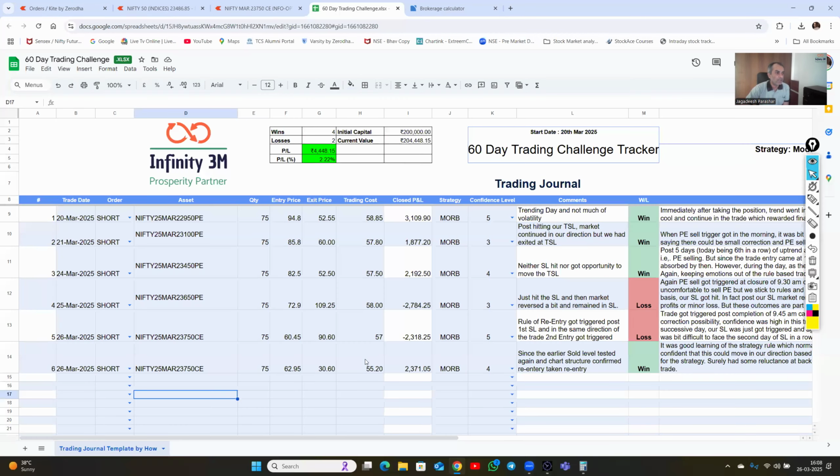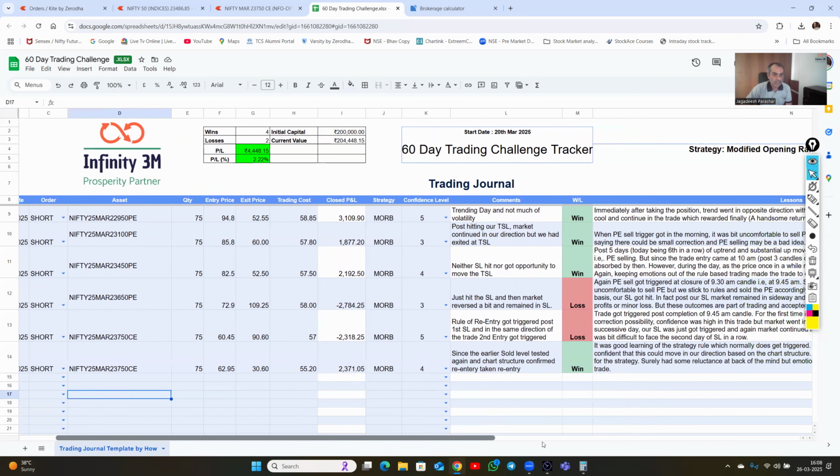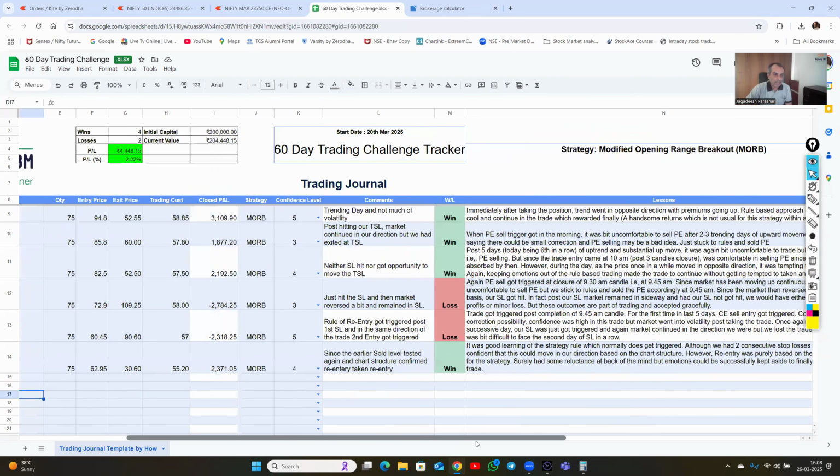As you see here in our trades, serial numbers fifth and sixth are today's trades. We initially entered at 60.45 and our stop loss got hit at 90.60, with a trading cost of 57 rupees. So we lost around 2,319 rupees. And mind you, this is our second back-to-back stop loss, and it impacts psychologically quite a lot. I've written a lot more in the lessons learned in the journal, so one can go through it. I don't want to repeat it by reading it.